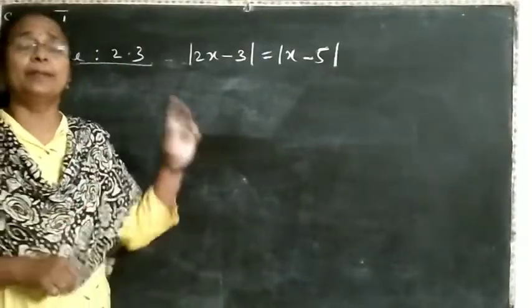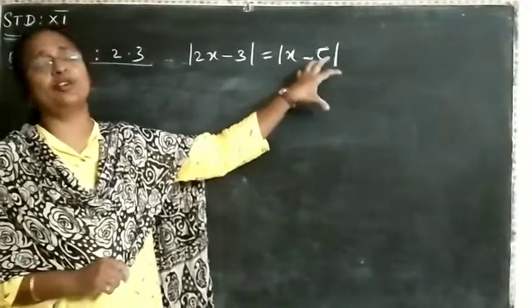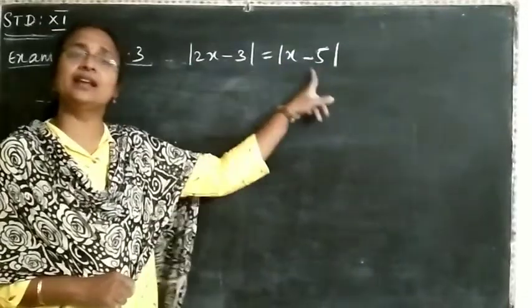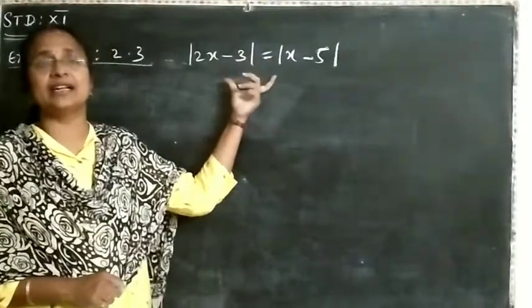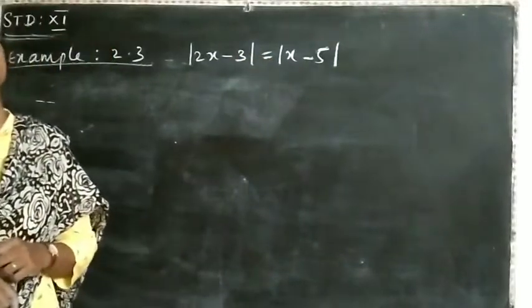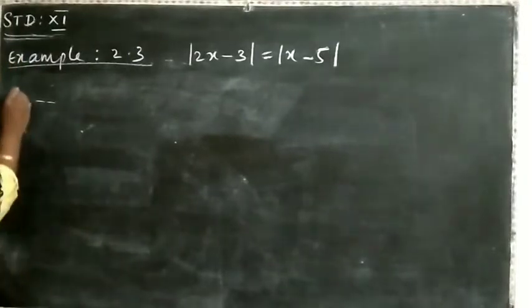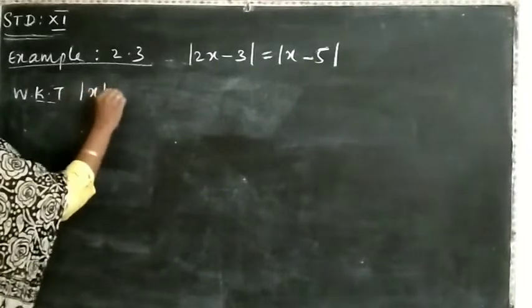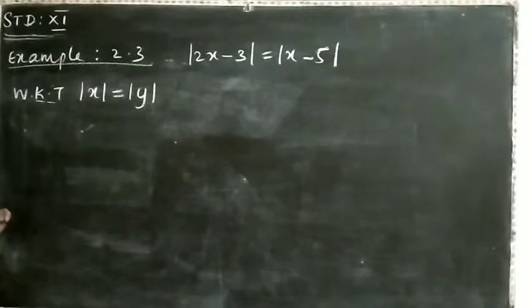Now look into this. In the previous example, the modulus value was equal to a constant number, right? But here, what is there on both sides? There is a modulus on both sides. So if both sides have a modulus, which property should we discuss? The first property. So what does that first property say? We know that modulus of x is equal to modulus of y. Yes or no?